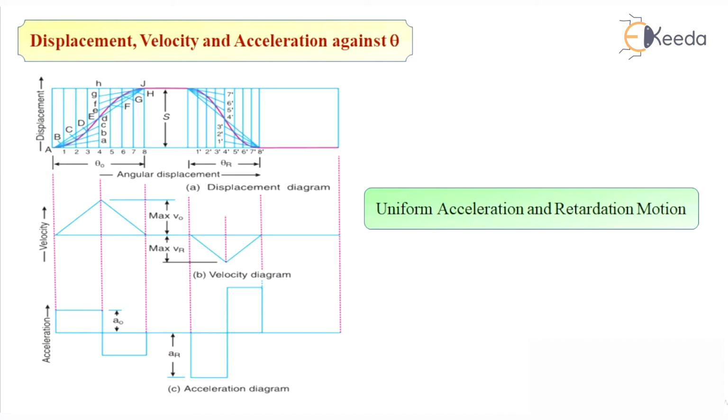If you look at the acceleration diagram, it is observed that during the first half of the outward stroke there is uniform acceleration, and during the second half of the outstroke there is uniform retardation. Thus, the maximum velocity of the follower is reached after the time t0 by 2 and tR by 2 during the outward and return stroke respectively.